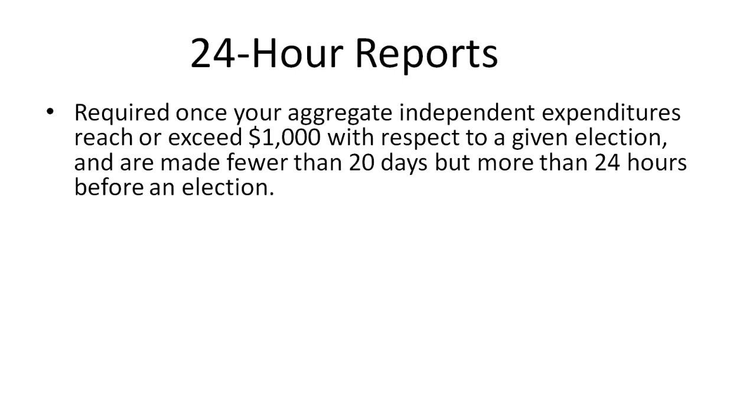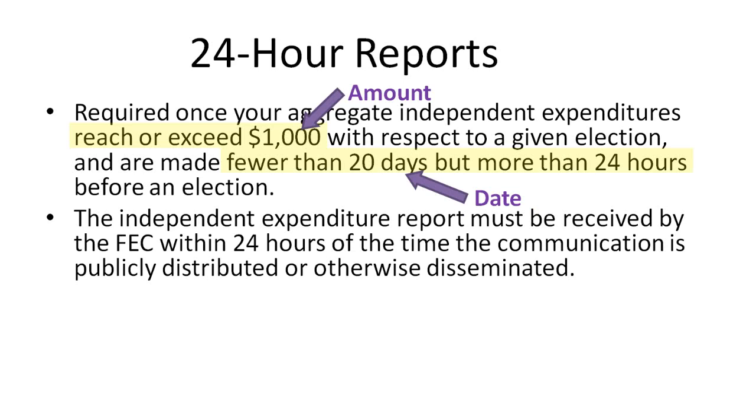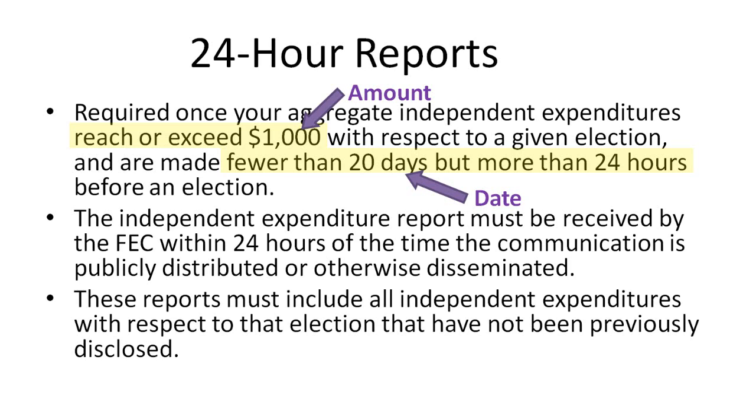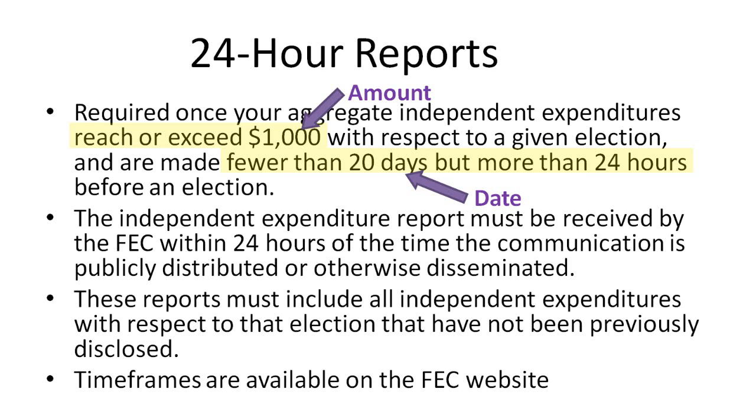The 24-hour reporting period covers any independent expenditure disseminated or publicly distributed fewer than 20 days, but more than 24 hours before an election. The independent expenditure must be reported to and received by the FEC within 24 hours of the time the communication is publicly distributed or otherwise publicly disseminated. These reports must include all independent expenditures with respect to that election that have not yet been previously disclosed. You can find the 24-hour reporting timeframes on the FEC website.